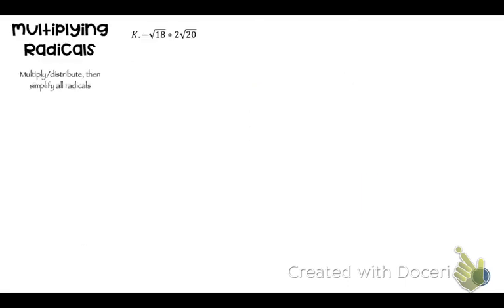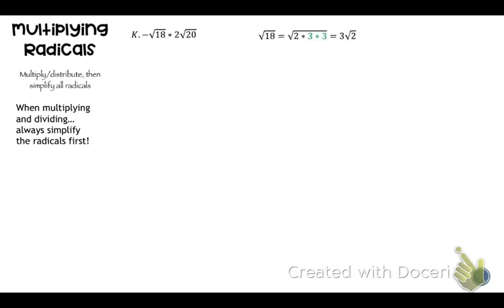Let's do this one. So multiplying. When multiplying and dividing, always simplify the radicals first. Okay? I promise it makes your life easier. So 18 breaks down to 2 times 3 times 3, which is 3 square roots of 2. And 20 breaks down to 2 times 2 times 5, which is 2 square roots of 5. Okay, so I'm going to just put in that 3 square roots of 2 where the 18 was, and the 2 square roots of 5 where the 20 was.